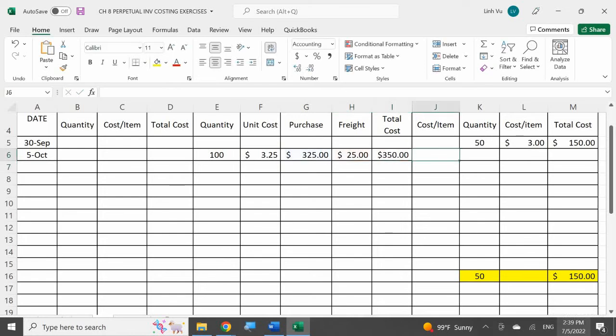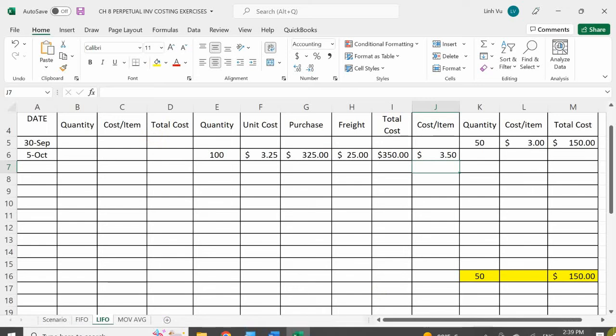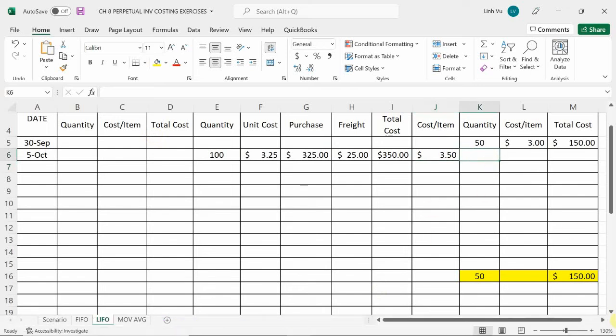In this case, because we're using LIFO, we still need to keep our batches of inventory separately. So what is my cost per item going to be? $3.50. I'm going to carry that over into my inventory on hand: the 100 units, for a total of $350. Once again, I'm currently at 150 units available to sell.